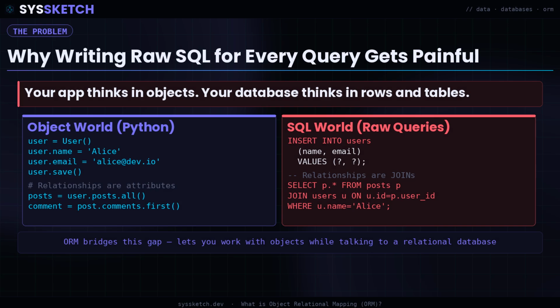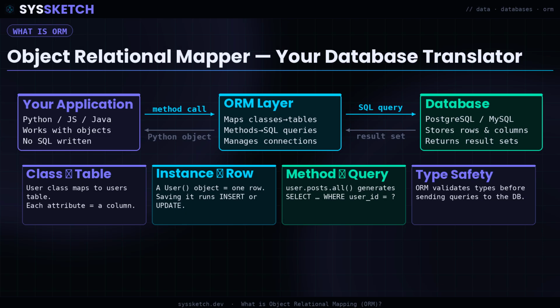Every application that stores data faces the same problem. Your code thinks in objects, but your database thinks in rows and tables. When you create a user object in Python, you might set a name, email, and role as simple attributes. But storing that in a relational database means writing an insert statement with parameter binding, and reading it back means writing a select with a where clause. These are two very different mental models, and the friction between them is called the object-relational impedance mismatch.